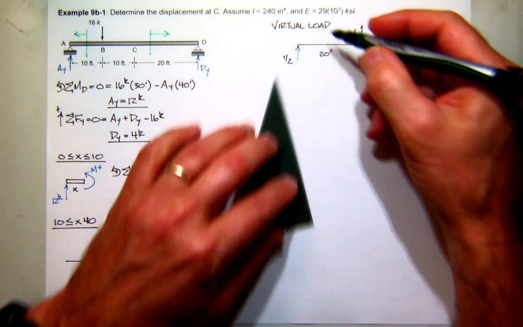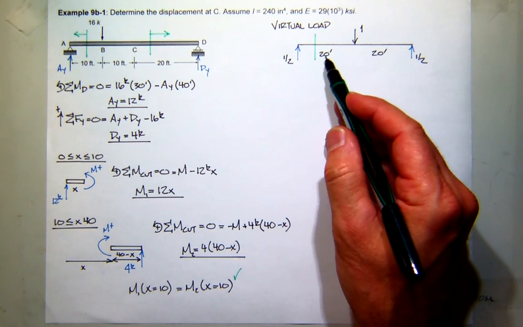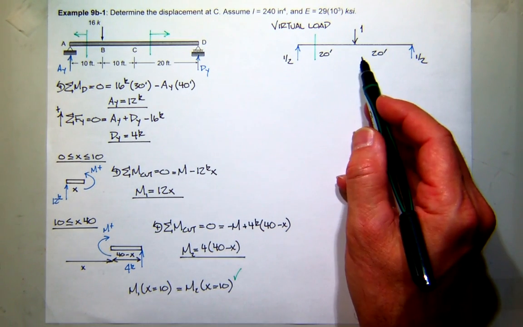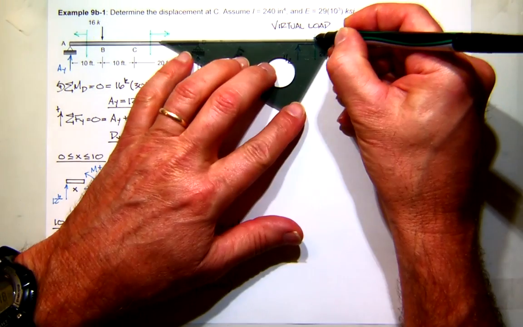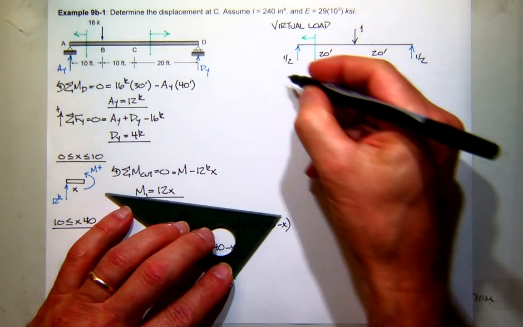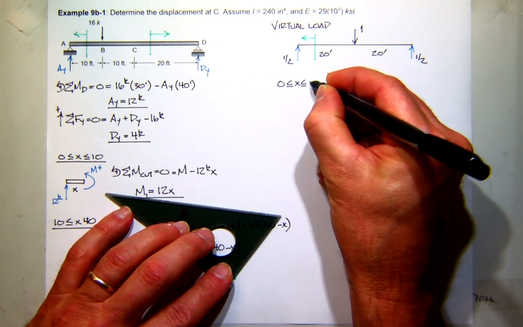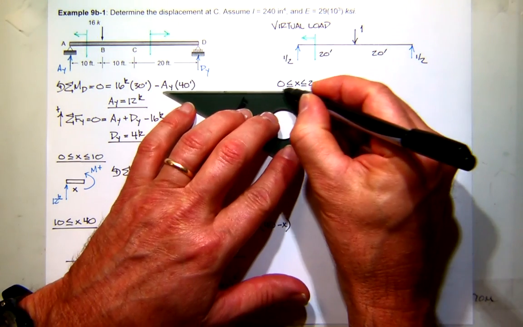So I want to cut this structure somewhere in the first 20 feet. Do you want to work the left side or the right side? Left. You might be seeing a pattern here, which is good. So now this equation will be valid over the first 20 feet.